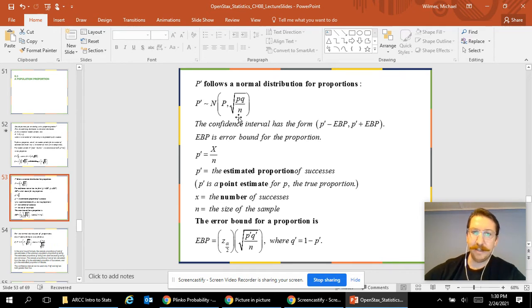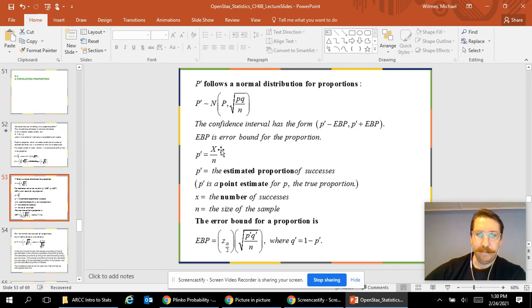P is chance for success. N is the total number of trials, or the number of people we're picking from. To create our confidence interval, we take our p hat, our probability of success, and subtract that error-bound proportion, very similar to the error-bound mean, the EBM, that we looked at last time. Then we add it, and we get our range of values. We'll be able to say we have a 95% chance that the values will be between here and here.